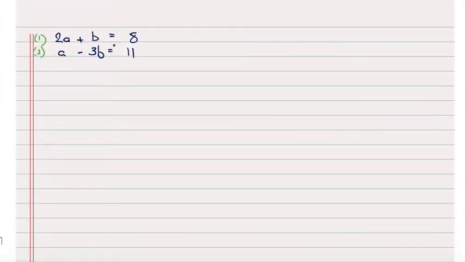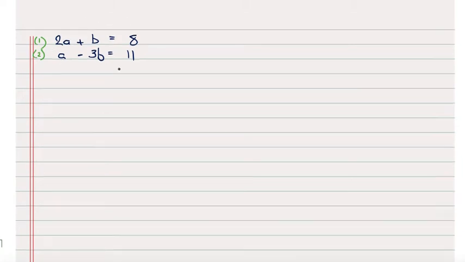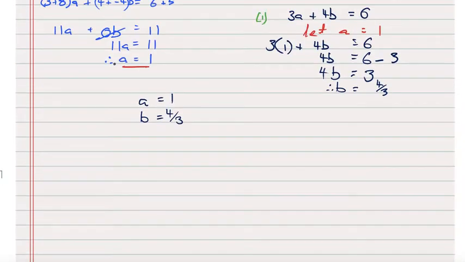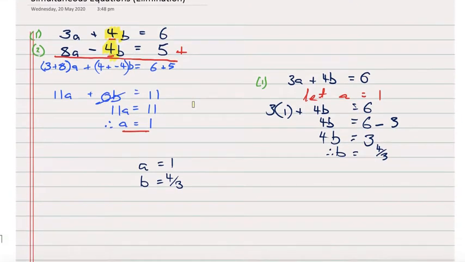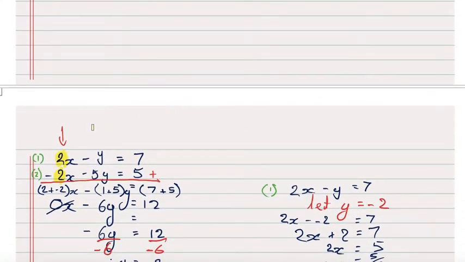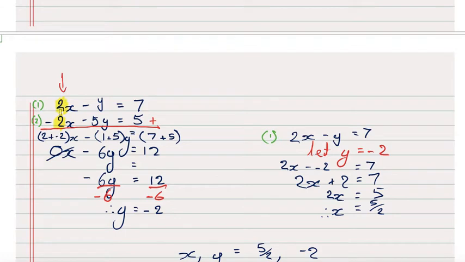Alright, third question. 2a plus b equals 8. That's our equation 1. And then equation 2 is a minus 3b equals 11. So notice how this question is different from the previous ones. In the first question, we had a common coefficient in front of our b's. But notice in our second one we had a common coefficient in front of our x's.